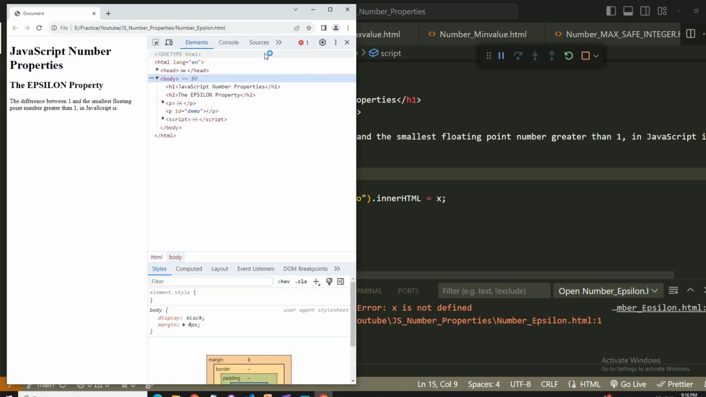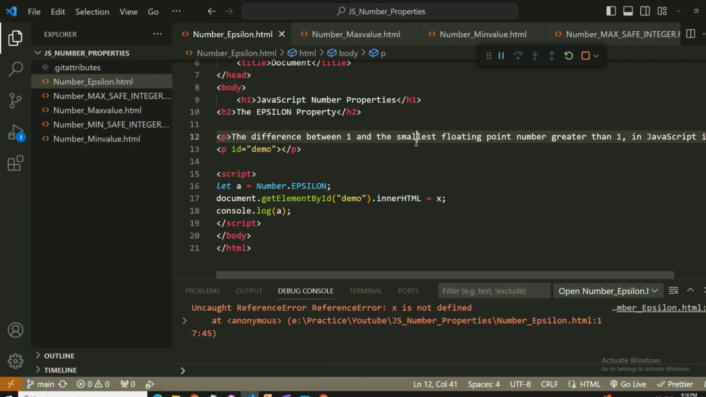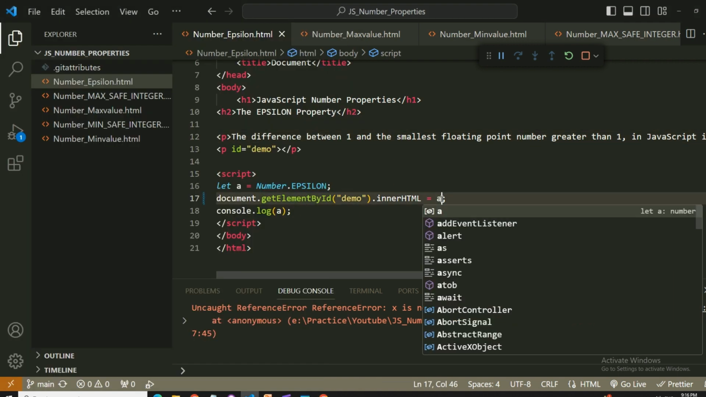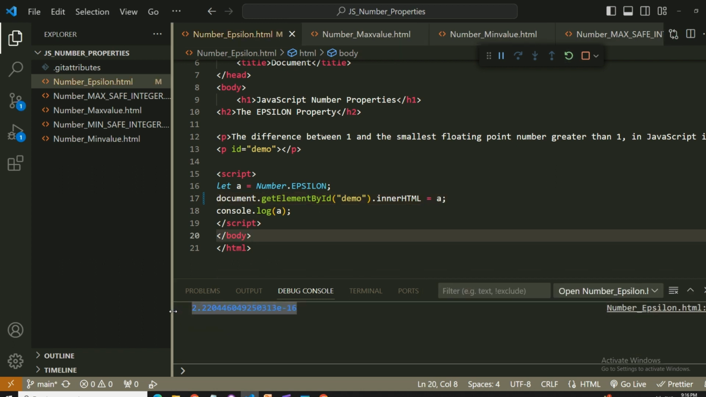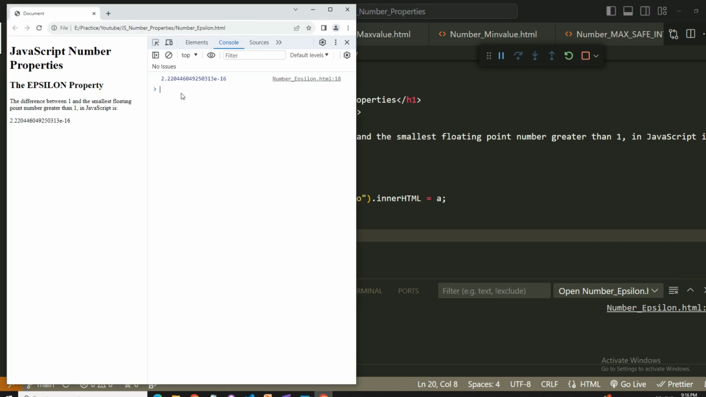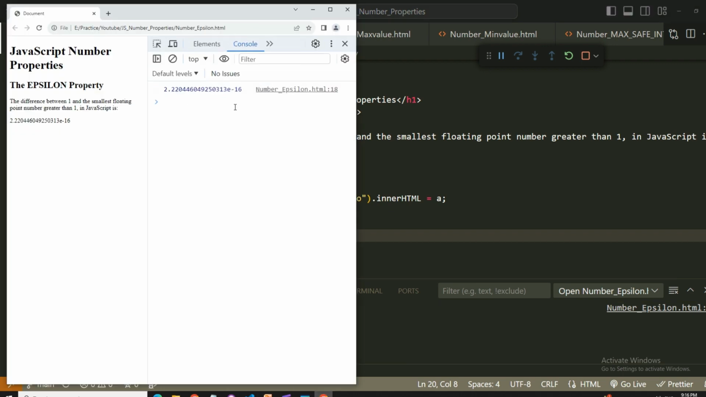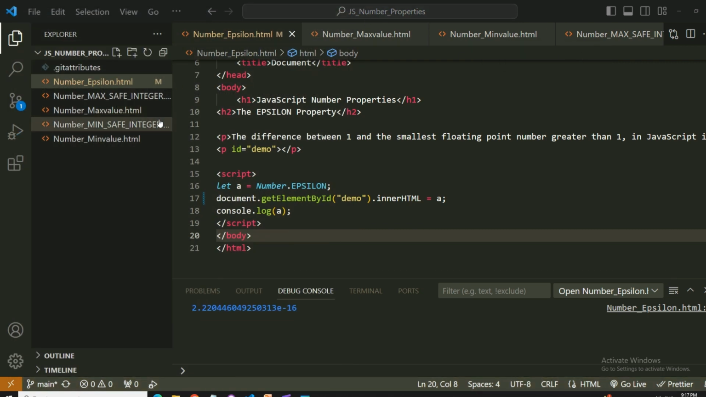Okay, we got an error here. Let me rerun the program, and this shows the epsilon value here. Perfect, so this is epsilon. Let's close this and move ahead to the next one.